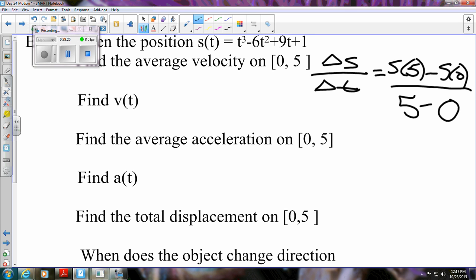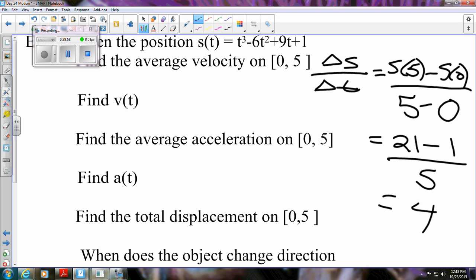S of 5, when you plug 5 in for t, it is 21. Did you just do that on your calculator or in your head? Oh, you did. That's good. So that's 21. What about S of 0? That one you can do in your head, right? S of 0 is 1. All right, over 5. So what did we get for the average velocity? 4. We don't have units, but it'll be something like meters per second.